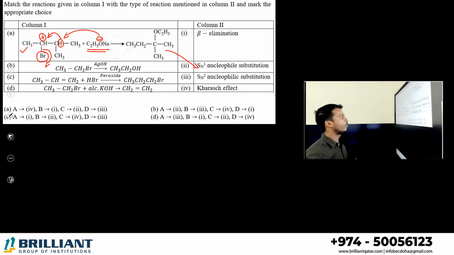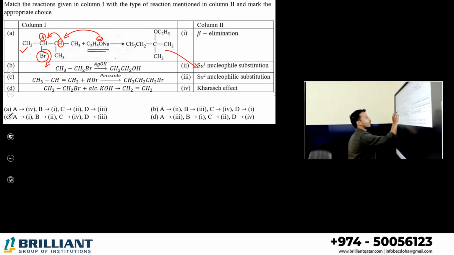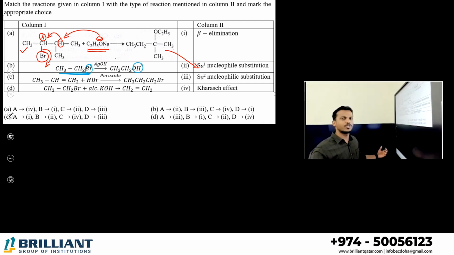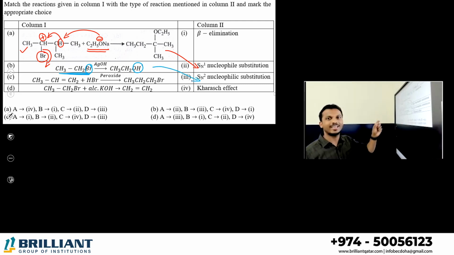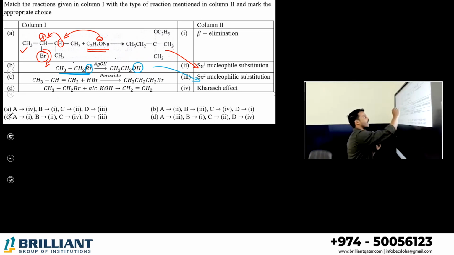What about the second one? What is the second one, dear all? A bromoethane, we are treating with silver hydroxide, KOH, like that. What is happening? Bromine is eliminating, OH is substituting. What is it called? Substitution reaction. Okay, substitution reaction. So which is substitution? How can we identify? SN1 we already took for the first one because of the stability of the carbocation. SN2 we can take for this one. Why, dear? Because this is a primary haloalkane. You know, primary haloalkane prefers to undergo SN2 mechanism.